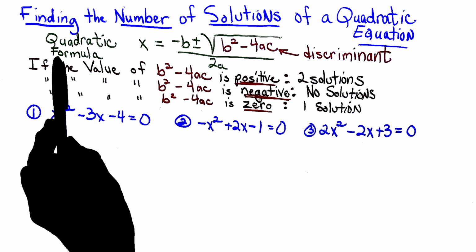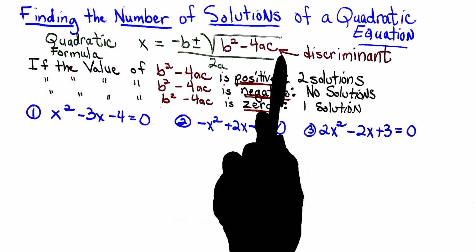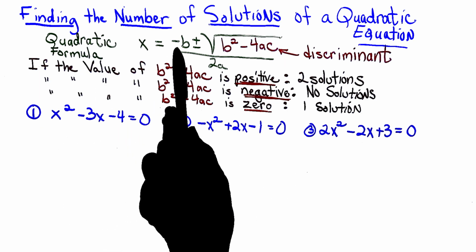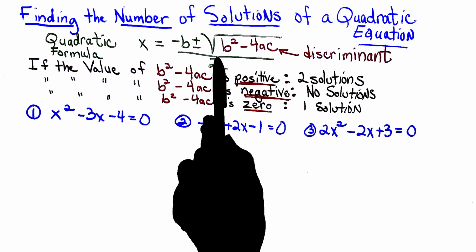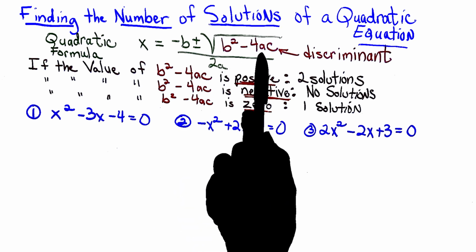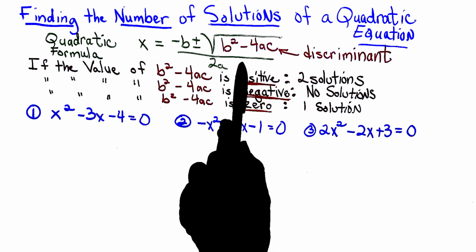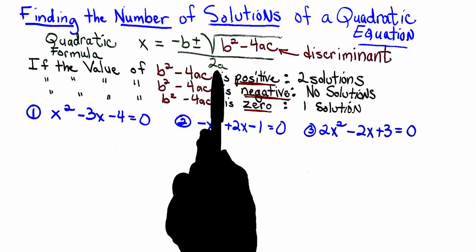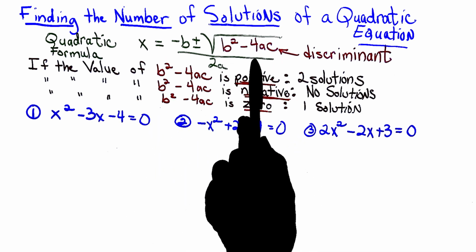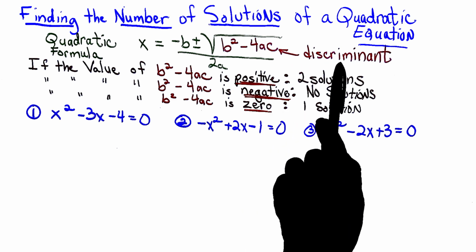So let's look at the quadratic formula. Here it is. x is equal to negative b plus or minus the square root of b squared minus 4ac, all of that over 2a. Notice in red is what we call the discriminant.